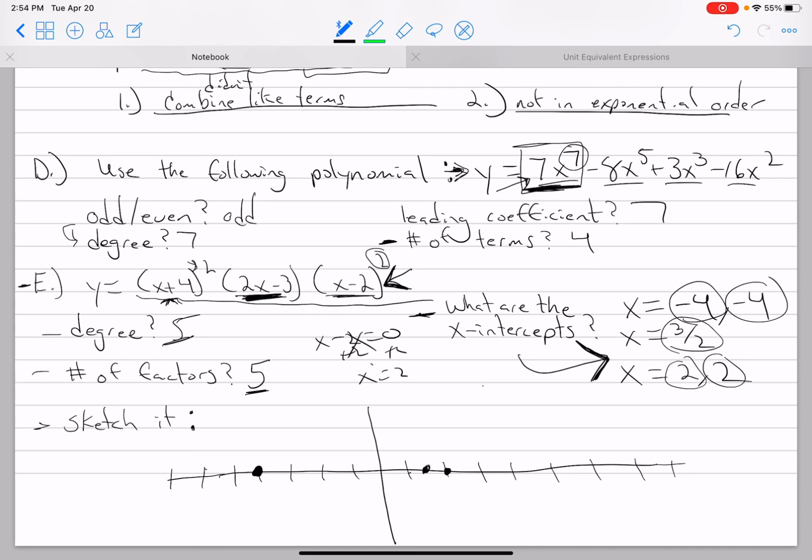So I'm going to go double root at negative 4. Double root, so I make a parabola. I come around. I go through 3 halves. Well, that was pretty bad. And then I have another double root at 2. Double root, 2 roots here, 2 roots here, 1 root. There's my sketch.